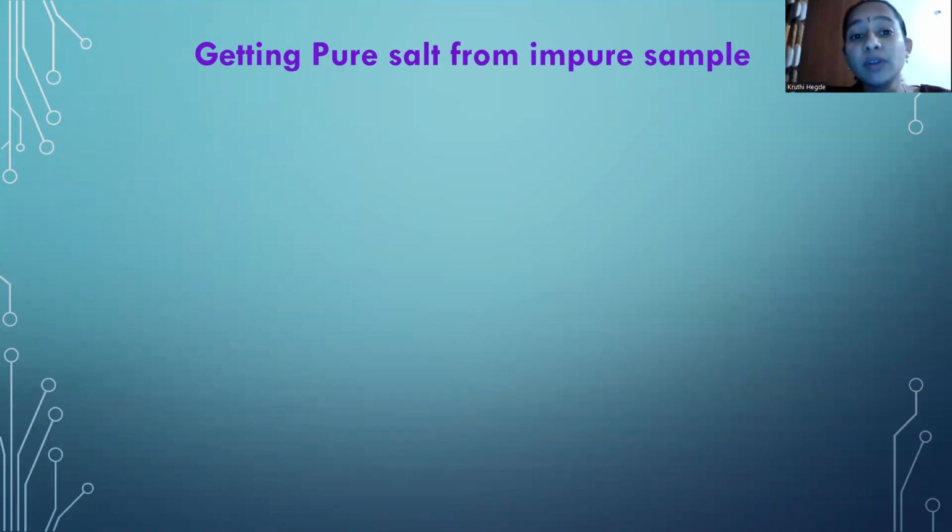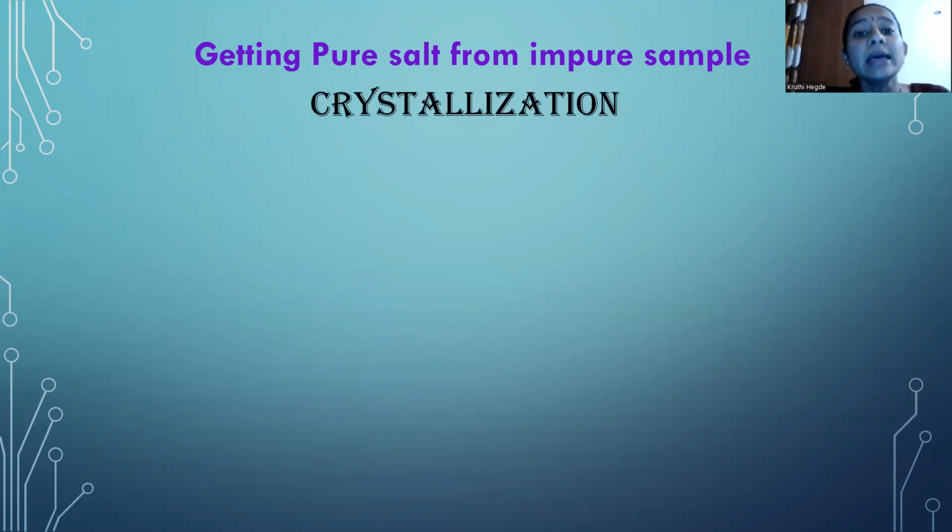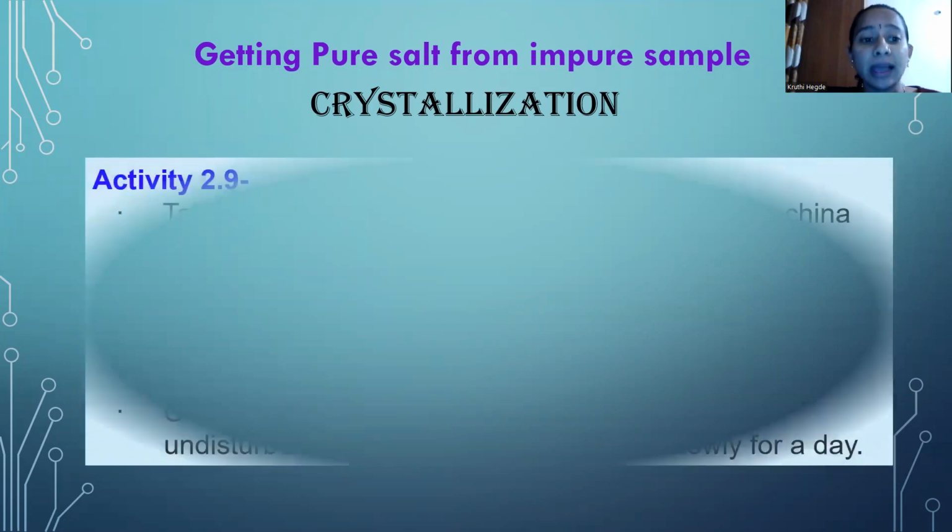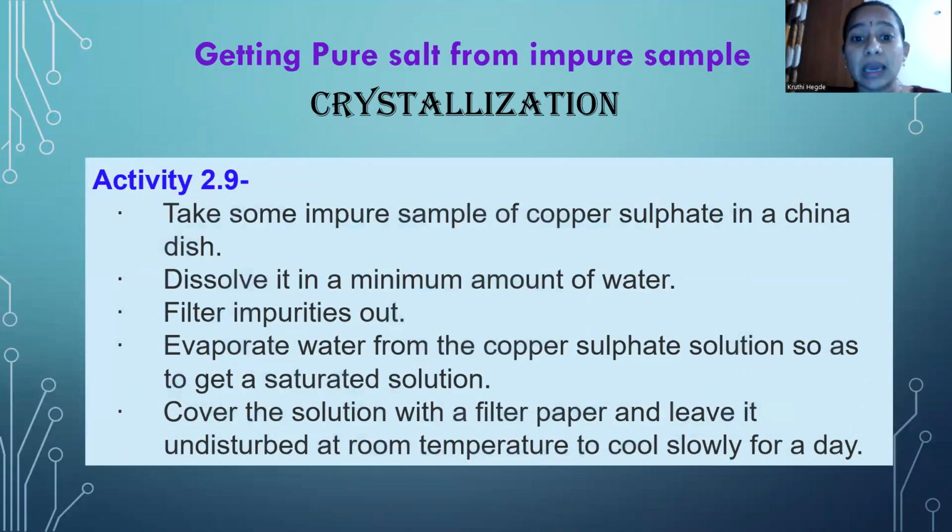Purifying any salt from an impure sample is done by a process called crystallization. What is this crystallization? What has to be done? It includes several steps. Initially we have to take some impure sample of copper sulfate. Here we are using copper sulfate.